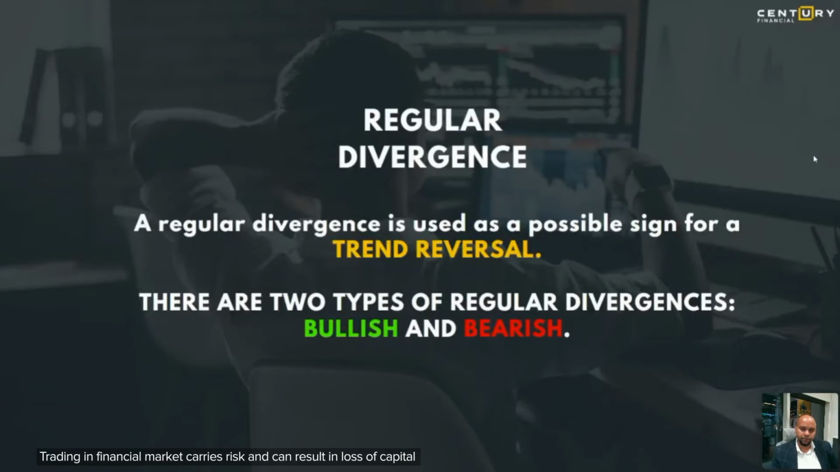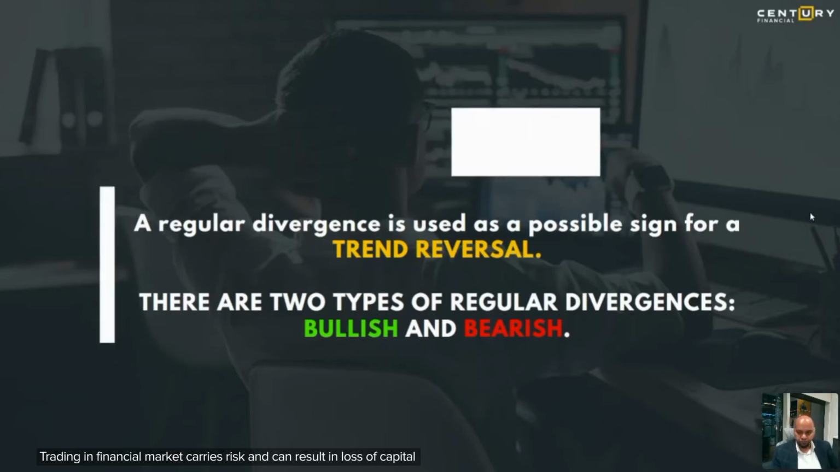Let's look at regular divergence. A regular divergence is used as a possible sign for a trend reversal. So anyone who is looking for a trend reversal will always be looking for a regular divergence, and I will give you a couple of examples of how a regular divergence looks. Now there are two types of regular divergence, like we discussed: a bullish, expecting the market to go up; a bearish, basically expecting the market to come back down.